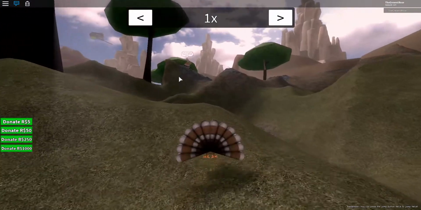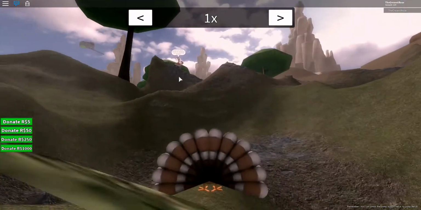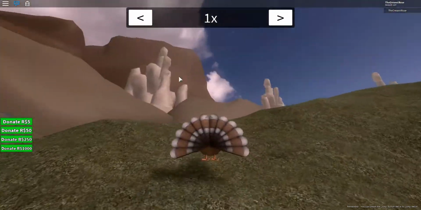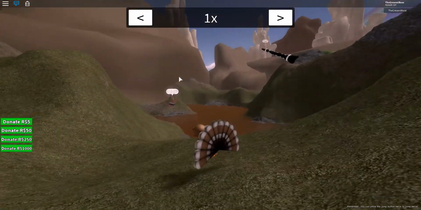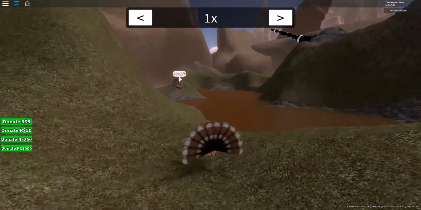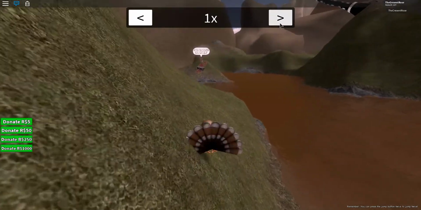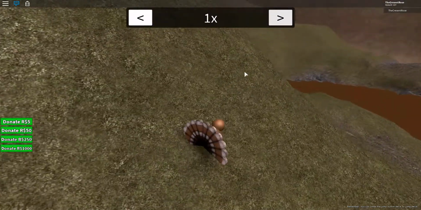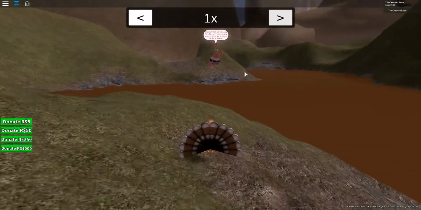Mr. Crab is everywhere. I'm not sure which way I should go first. Should I go over this way? Can I go faster? Nope. Shift doesn't work. This turkey is very slow.